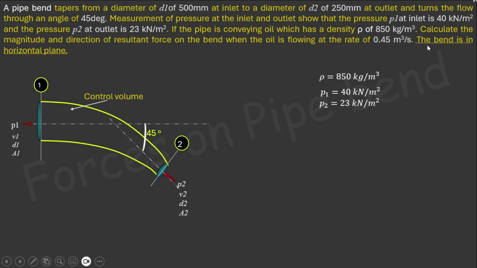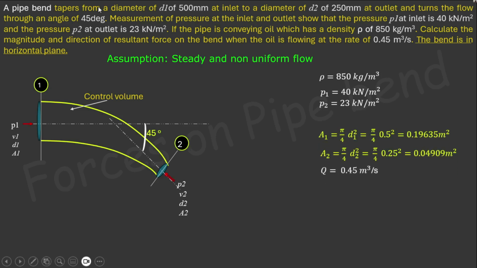So the given data are: the density of the oil is given, pressure at the inlet and outlet is also available, and discharge is given. Since diameter is given, we can calculate area at section 1 and at section 2. Since the continuity equation is valid, we can calculate the velocities: V1 equals Q by A1 and V2 equals Q by A2.